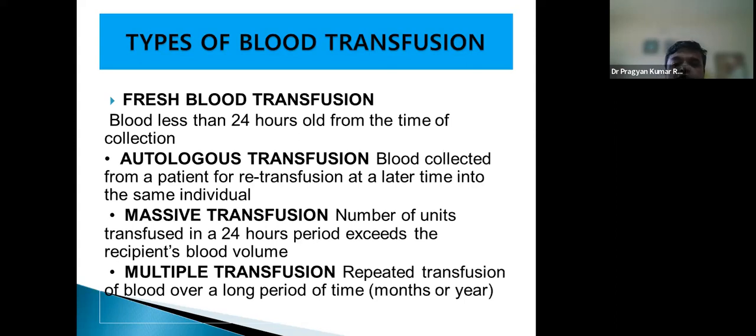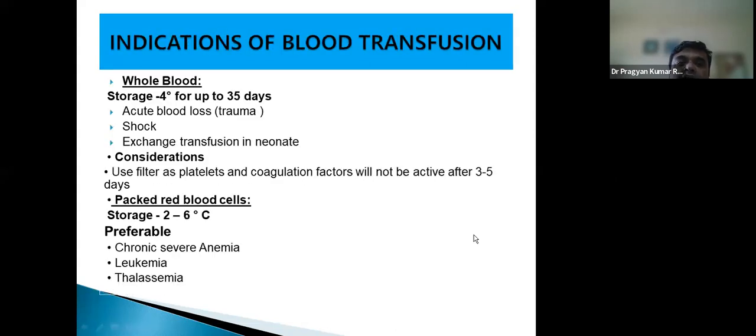Massive transfusion, where this terminology is most commonly used in warlike scenario, where the number of units transfused in a 24-hour period exceeds the recipient's blood volume. Multiple transfusion, when there is repeated transfusion of blood over a longer period of time, like thalassemia or severe sickle cell crisis, there we give multiple transfusions.